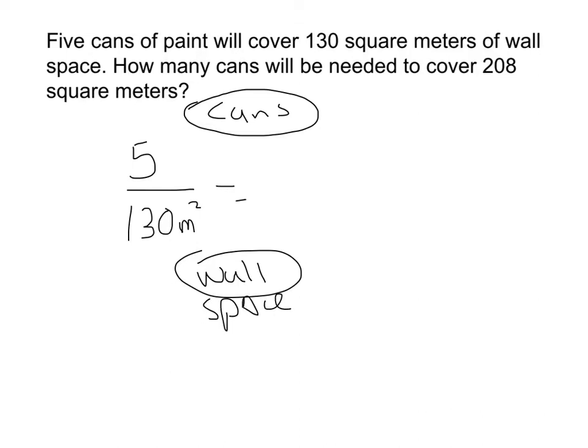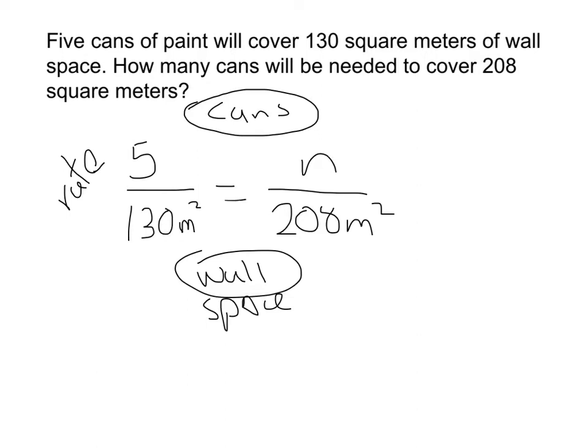And this is our rate, so that we now know 5 cans is worth 130 meters squared. So 10 cans would be 260 meters squared, and so on. So you could come up with very simple equivalent fractions to know how much wall space you would cover with a certain number of cans, but this specific question is how many cans will be needed to cover 208 meters squared of wall space, and therefore our proportion appears as such, and our goal is to figure out what n is to make this proportion true.